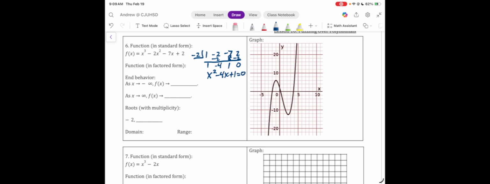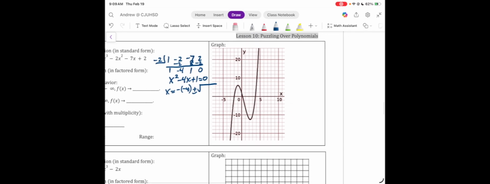Now, how do we find the roots from that? Well, quadratic formula will do it for us. So x equals negative b plus or minus the square root of b squared minus 4ac all over 2a. So b is negative 4, a is 1, and c is 1. So that looks like 16 minus 4. Okay, so 12, all over 2 times 1.